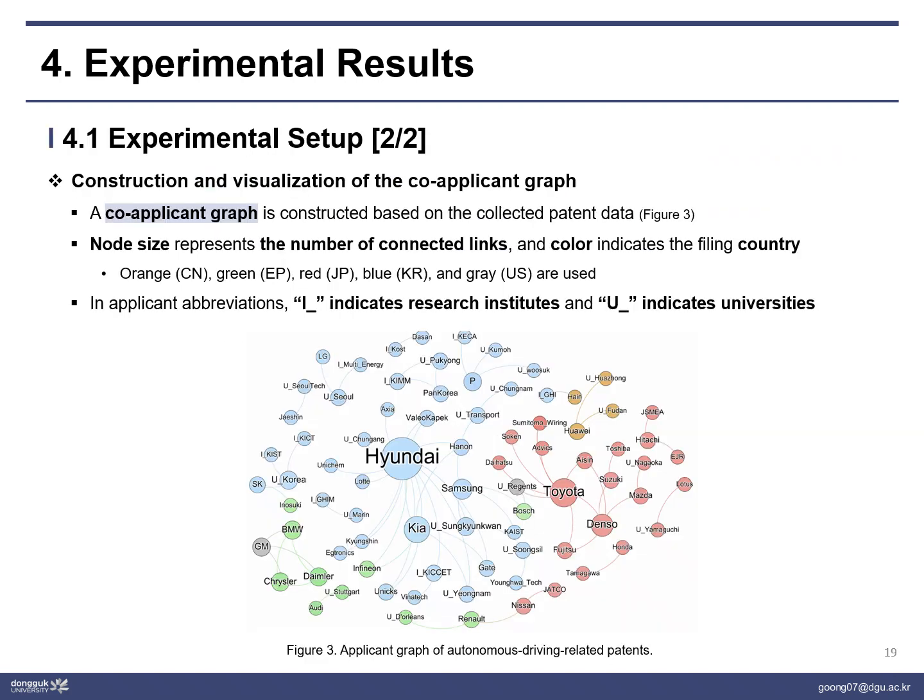A co-applicant graph was built based on the collected patent data. The node size represents the number of connected links, and the color indicates the country of application. The applicant abbreviations represent research institutes and universities, respectively.